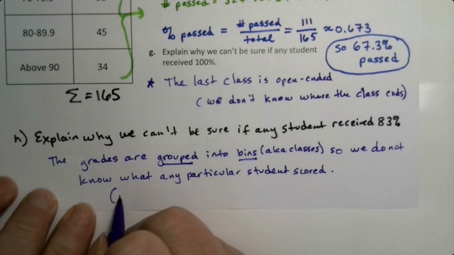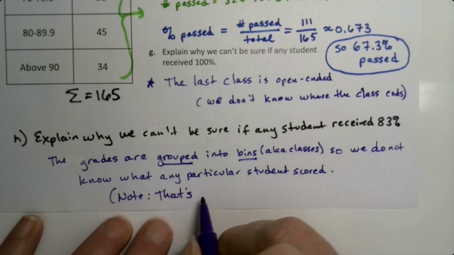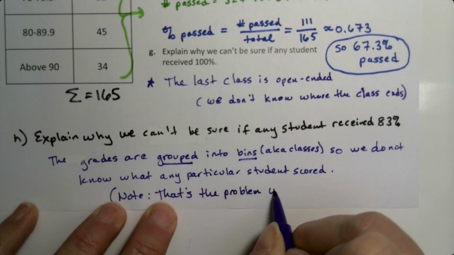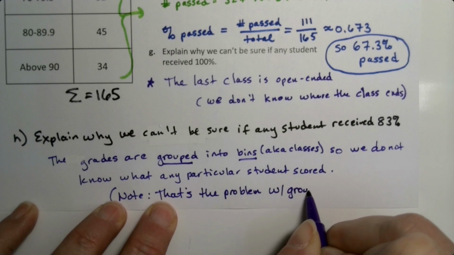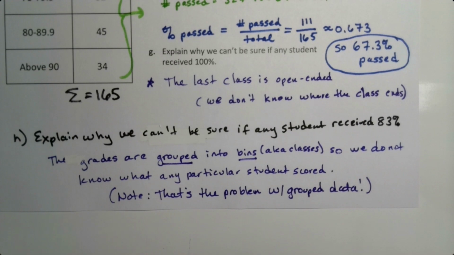And I'll give a note. That's the problem with grouped data, is that you don't know the individuals. Right? We don't get to know what any particular score was. We just know what bin it falls into. Which means, of course, it's open for manipulation. Somebody could play with those bin sizes and make the data appear differently. But that's a topic for another time.